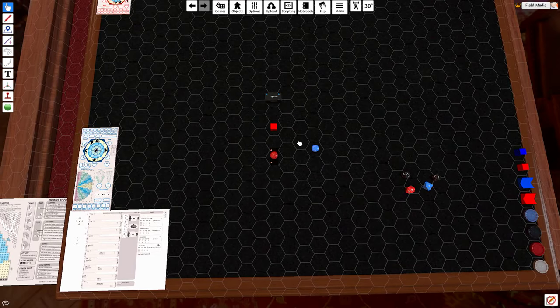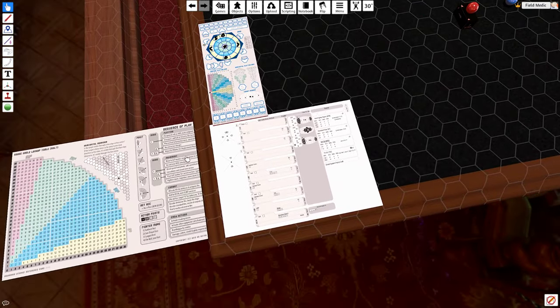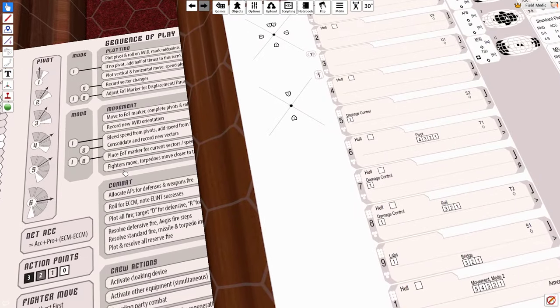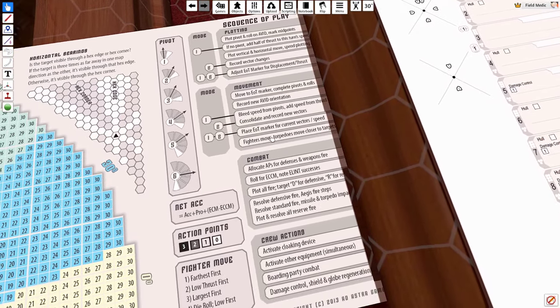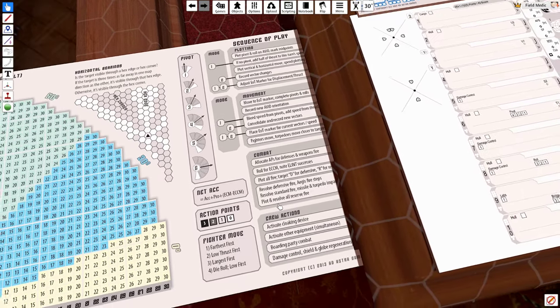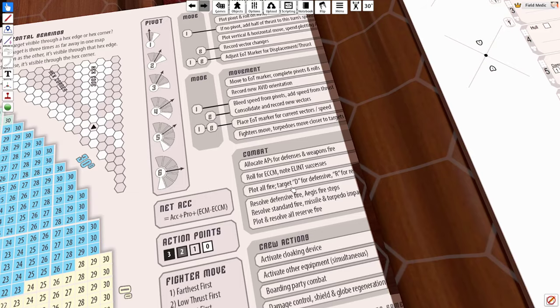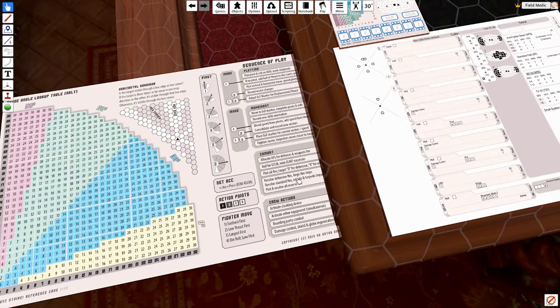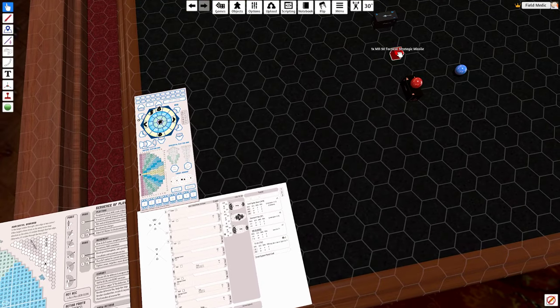So our cutter is now here. We do all of our movement, and you'll notice fighters move, torpedoes move closer to targets, and we get to resolve standard fire, missile, and torpedo impacts. He can also use his anti-fighter beams during the defensive fire step, and if he had Aegis, which would be even better, he could also have taken shots at those torpedoes.